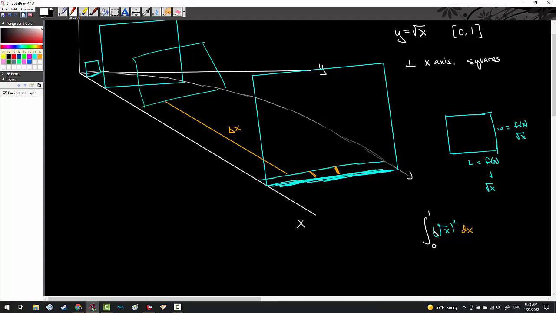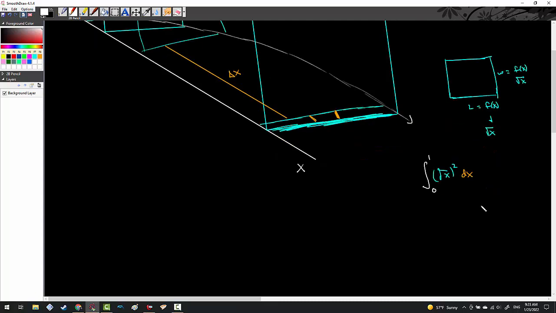So what we have is the integral from 0 to 1 of (rad x) squared. Again, it's technically rad x times rad x for base times height, and then the width was the dx. And so here we go. This is where we're at. So go ahead and just cancel out the squared and square root.